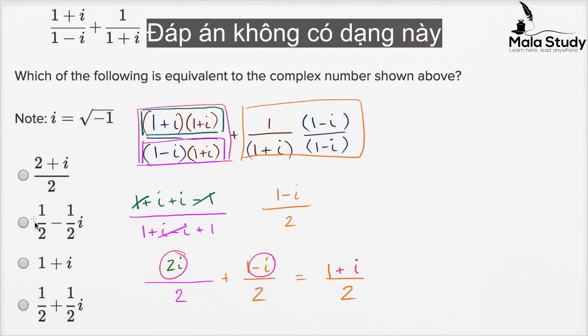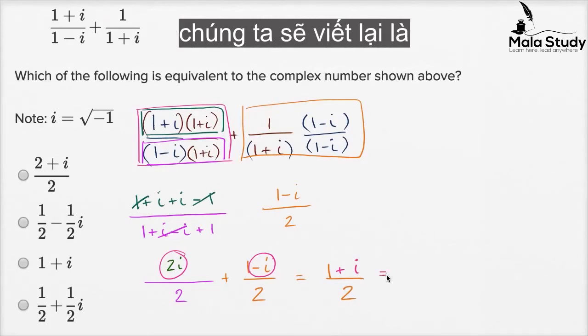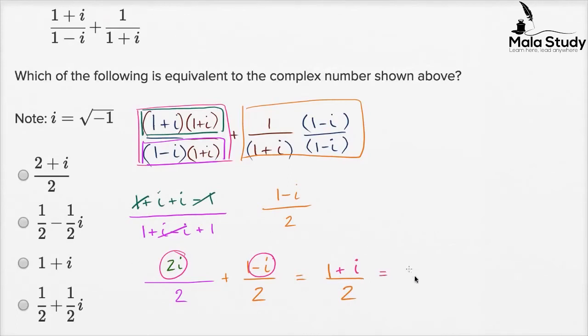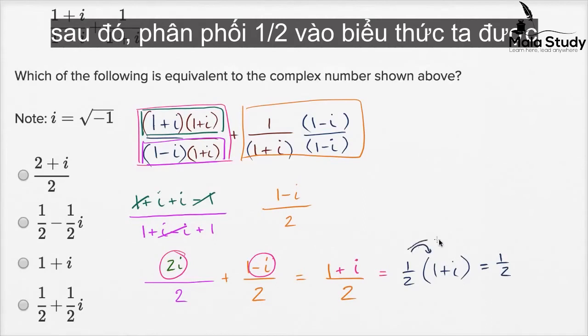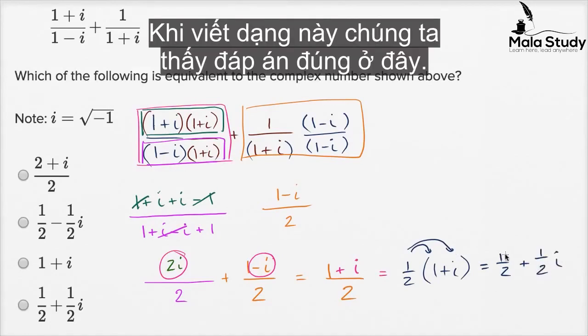And they don't have exactly that, but instead of writing it like this, if we viewed this as 1/2 times 1 plus i, which is the same thing. Or if we distribute the 1/2, 1/2 plus 1/2 i. And when we write it that way, we see this choice is exactly that. And we are done.